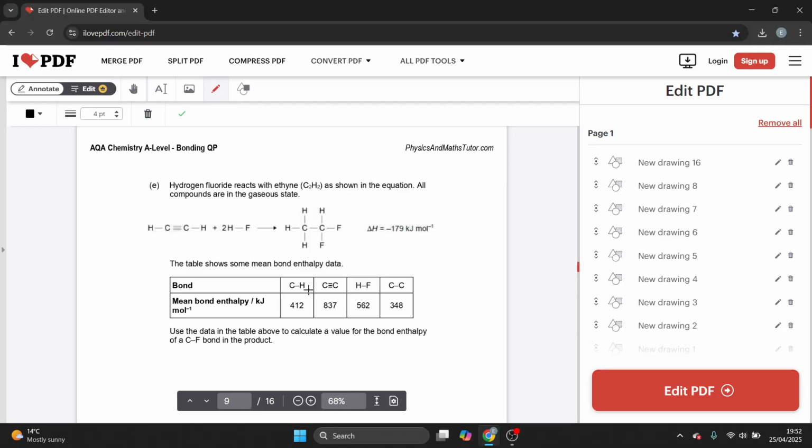Hydrogen fluoride reacts with ethyne, C2H2, as shown in the equation. All compounds are in the gaseous state. This table shows some mean bond enthalpy data. Use data in the table to calculate a value for the bond enthalpy of a C-F bond in the product.